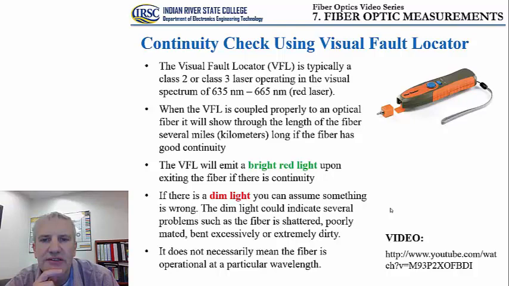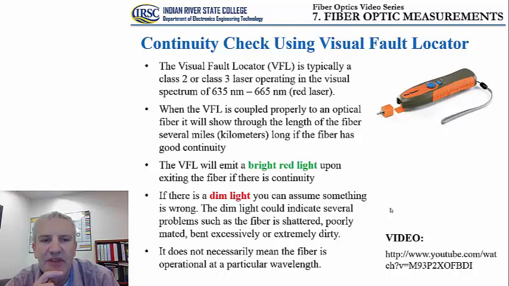Continuity check is performed using a simple visual fault locator. An example of a visual fault locator is shown here on this slide. So we're talking about a class 2 or class 3 laser that operates in the visual range. Usually we're dealing with a red laser operating at wavelengths of around 635 to 665 nanometers.